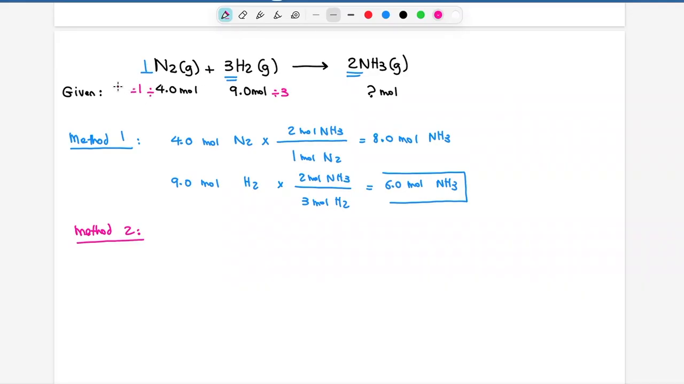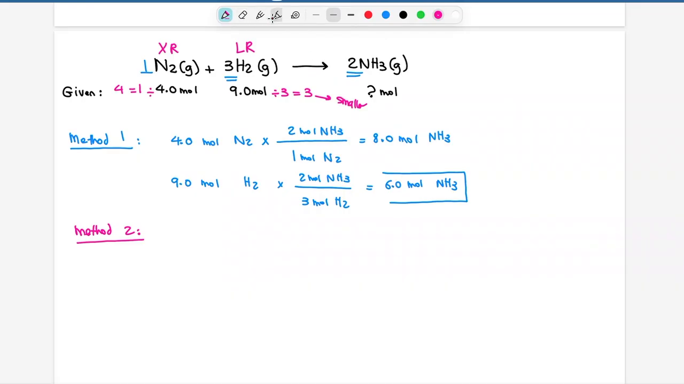Whichever gives you a smaller number is going to be your limiting reactant. The number here is 3, the other one is 4. Because this one is the smaller one, this will be your limiting reactant. And the one with the 4, the bigger number, is going to be your excess reactant. And therefore, because we know H2 is the limiting reactant, we do the calculations using the moles of H2.